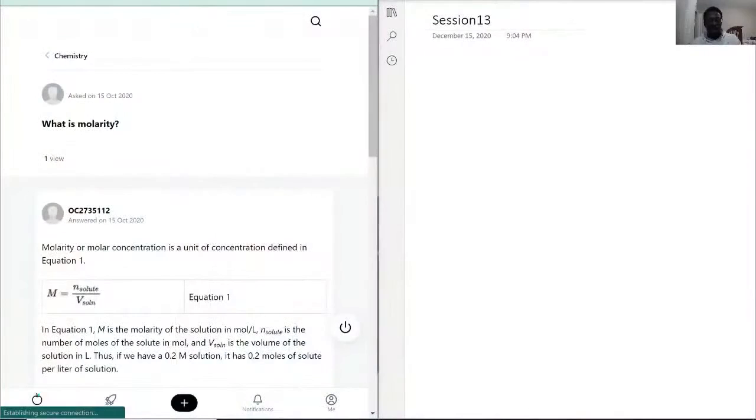With that being said, let's kick it off with our first question for this session. We're looking at question number 1, and in this case it's: what is molarity? So this is a great question to start with.